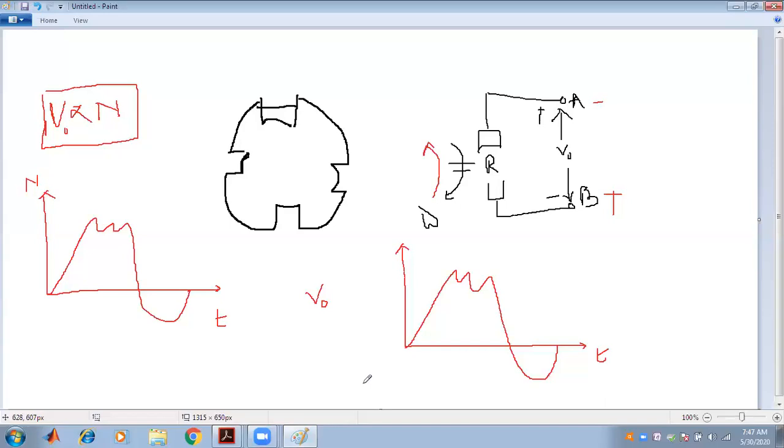When the rotor starts rotating, there will be a gradual cut of the flux, and a voltage will be induced, according to Faraday's law of electromagnetic induction. That voltage E is directly proportional to the rate of change in flux, that is d phi by dt. This is the Faraday's law of electromagnetic induction that is known to us.